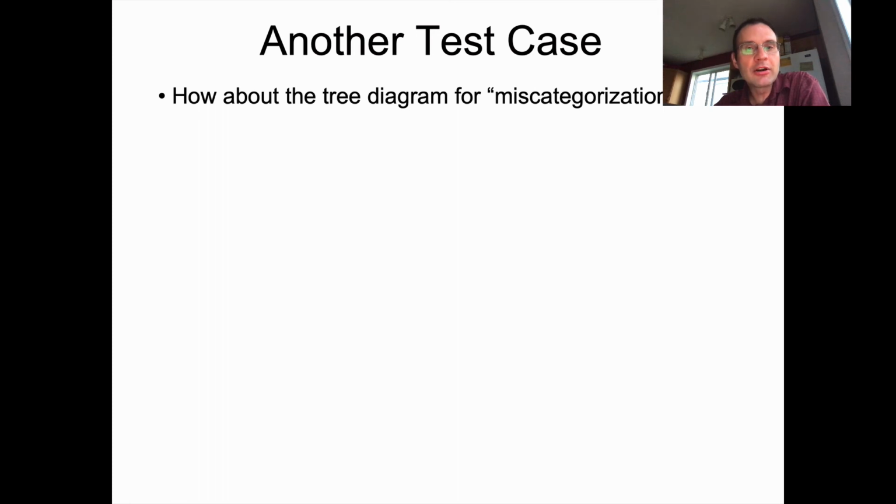I'll give you another more complicated example, miscategorization. And I'm going to pause here so you can think about what this tree diagram might look like as I get another drink of water. Pretty soon there will be no water in the glass. Then we'd be out of water, which would involve another preposition.